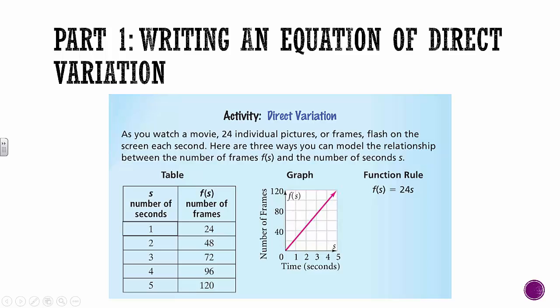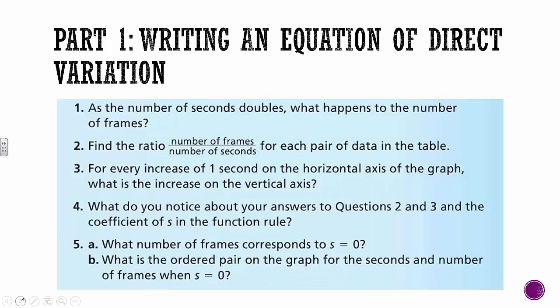As you watch a movie, 24 individual pictures or frames flash on the screen each second. Here are 3 ways that you can model the relationship between the number of frames and the number of seconds. First we showed it in a table. Next, we showed it in a nice little graph, and then lastly as a function rule or as an equation. So using the table, graph, and function rule, I want you guys to pause the video and answer these 5 questions.